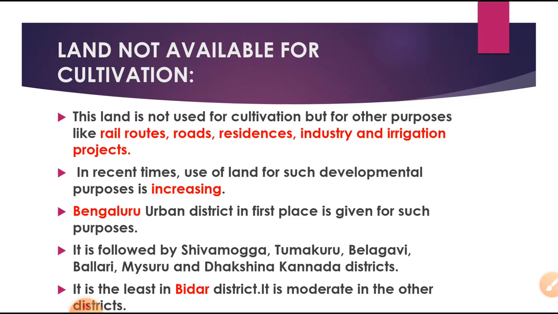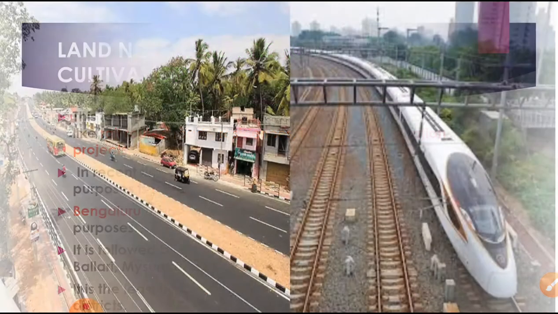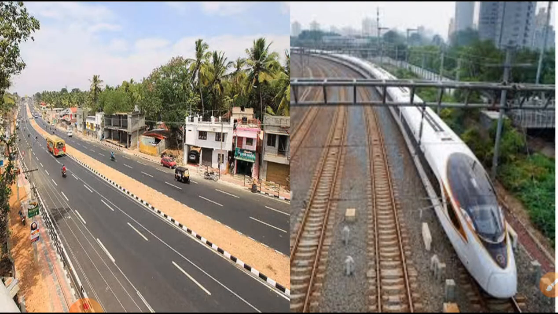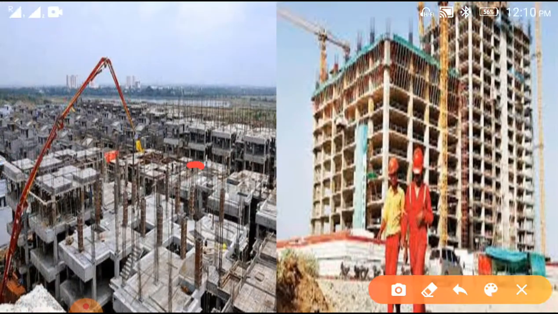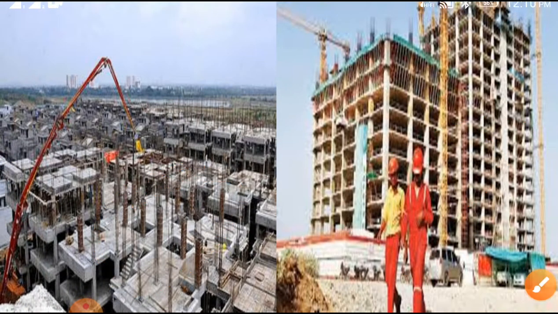And it is least in Bidar district. Why? Because Bidar is a rural area and a backward district. So Bidar uses its land for other purposes, and that is why it has less land not available for cultivation. You can see here, as I told you, land not available for cultivation means those lands are used for construction of roadways, railways, and along with that, construction of buildings. These are called developmental works. So these types of lands come under land not available for cultivation.